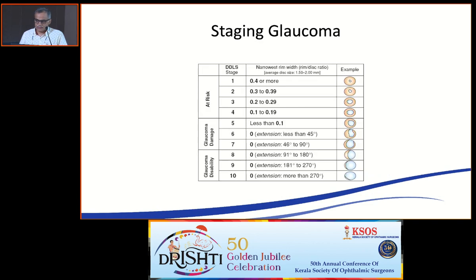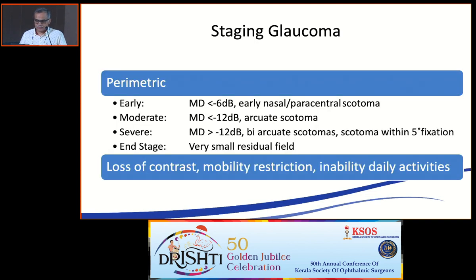DDLS is good, given by Spaeth et al. I'm not going into the details due to lack of time. It's very good, but it's cumbersome to follow for each patient. Perimetric staging is easier if it is well done, and it has to be repeated and made sure that there is no learning curve.